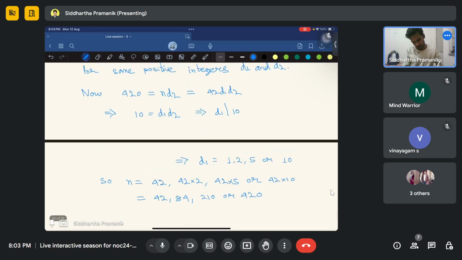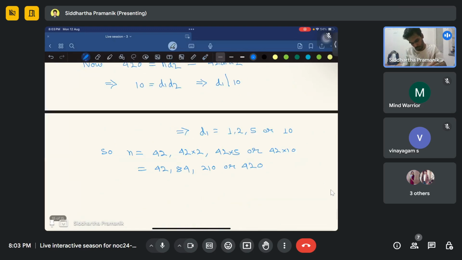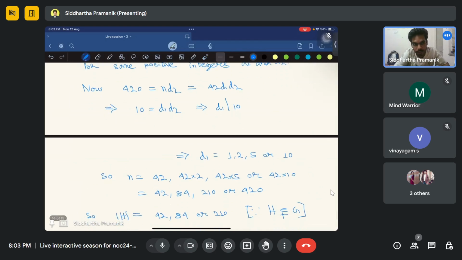But see, we have assumed H is a proper subgroup of G. So the order of G and the order of H cannot be equal. So the order of H has only three possibilities, either 42 or 84 or 210, since H is a proper subset of G. So we have only three possibilities. Okay, I hope you have understood how to use Lagrange's theorem here. So do you have any doubt in this?